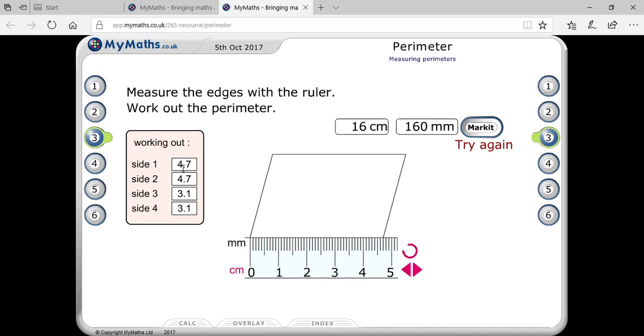But 15.6, hold on, I'm plugging it in again, 15.6, and it'll be 156. I don't know why it is getting marked wrong, beta, because if we add 4.7, 4.7, 3.1, 3.1, wait, I'm checking that again with the help of the calculator on my phone. Give me one second.